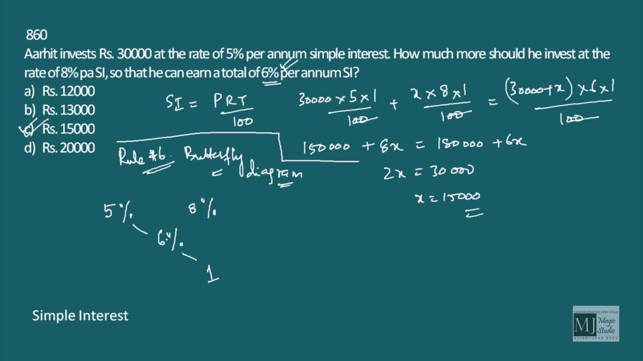We are looking out for absolute difference. And difference between 8 and 6 is 2. That means investment held in the ratio of 2:1. 2 means 30,000. Then 1 means 15,000. Answer.